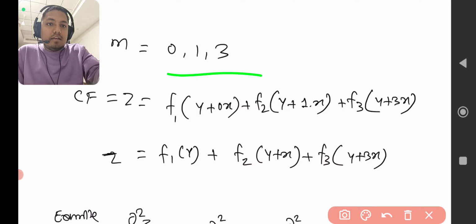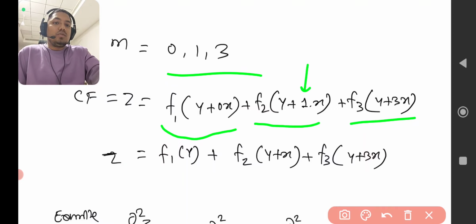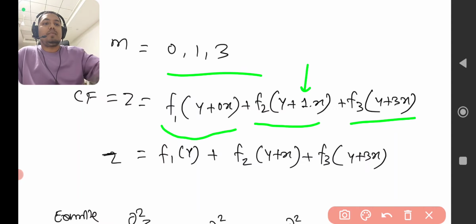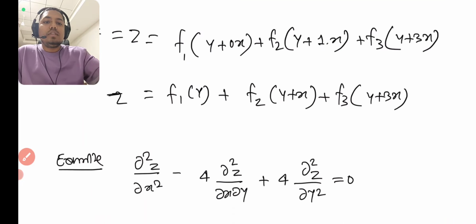So here I will write f1(y plus 0x), 0 is your m value, f2(y plus 1x), this 1 is because of this root, f3(y plus 3x). So three different functions I am writing here, and I am not multiplying x or x square anywhere because the roots are different. Be careful. Then this 0x will become nothing, so only y is remaining here, 1x will become x, so x came here, and 3x, right? So that is the final answer.